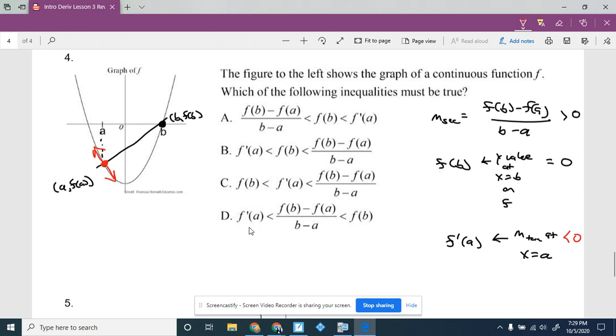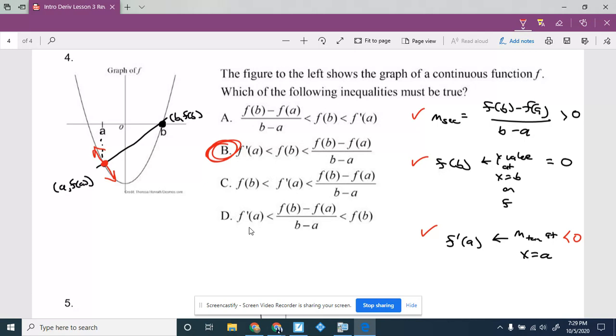So now if I'm going to arrange these in an inequality, it's going to go f prime of a first, then f of b, then the slope of the secant line. So f prime of a, then f of b, then slope of the secant line. It's going to have to be that choice. So that's a solid question, testing you on just basic things. So don't overthink questions like this.